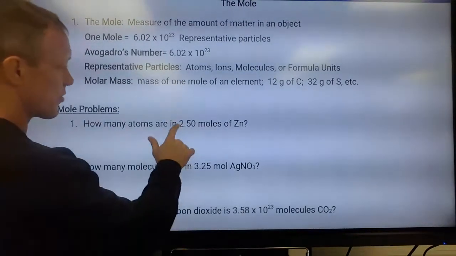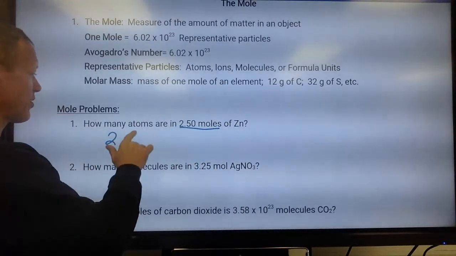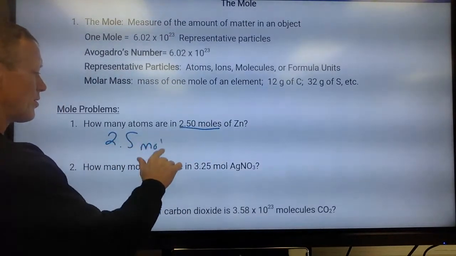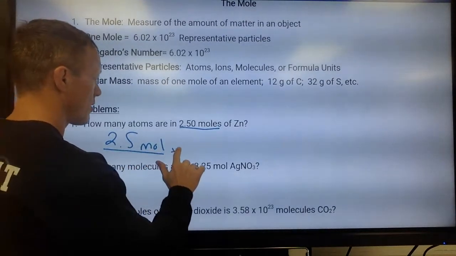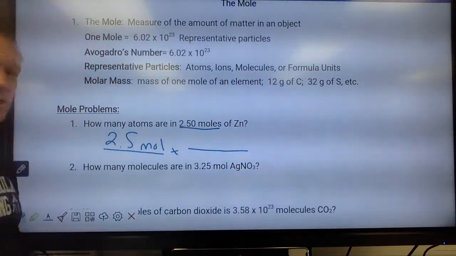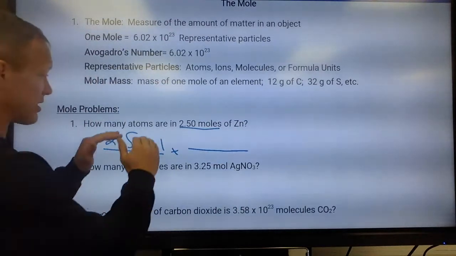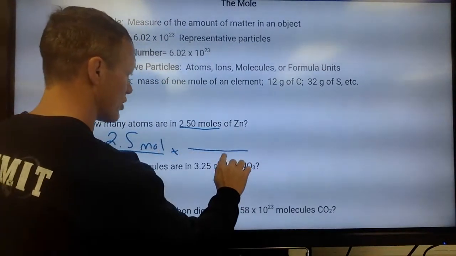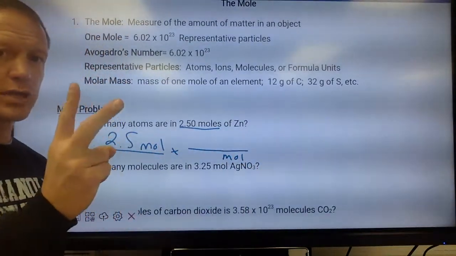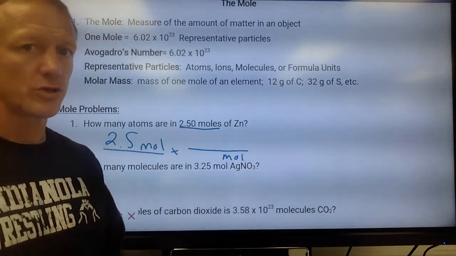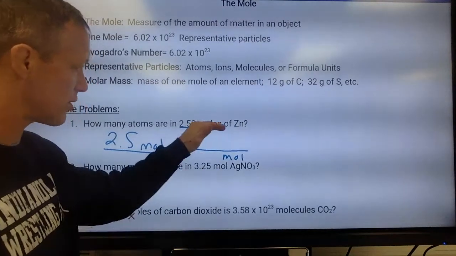First thing is I always start with the number they give me, so 2.5, and I write down the label. You can just put MOL for moles. Remember your rules with dimensional analysis: whatever label is up here always goes down here. So I'm putting mole down there. There are 2 things a mole is equal to, so I have 2 things I can put in here.